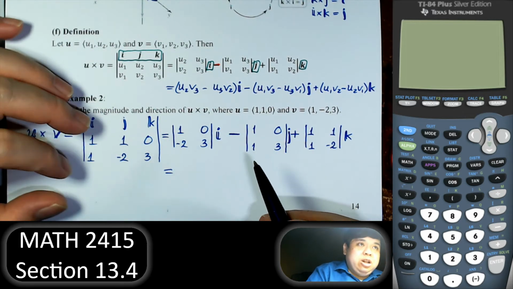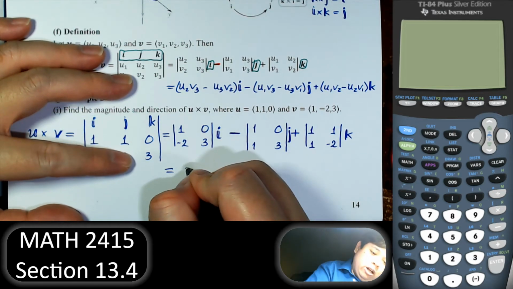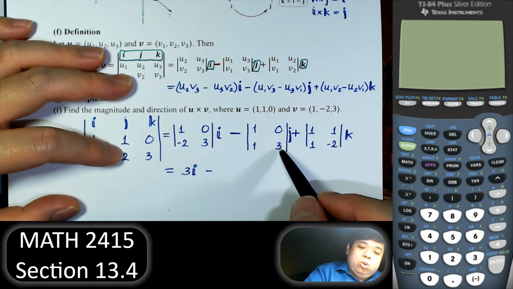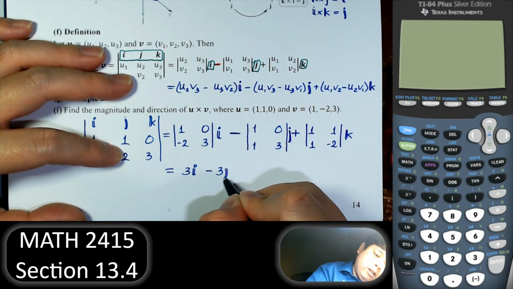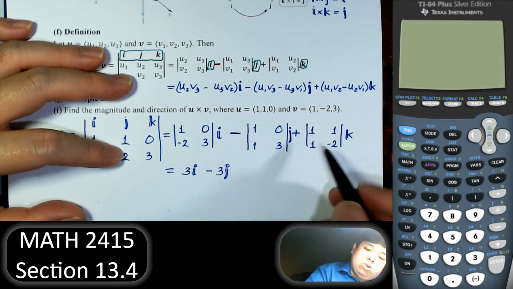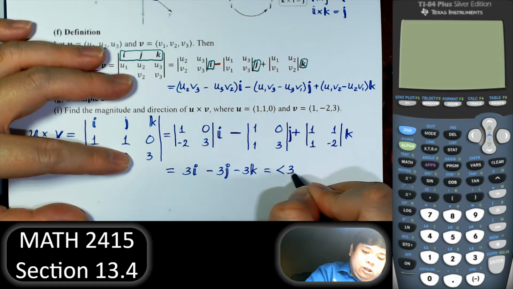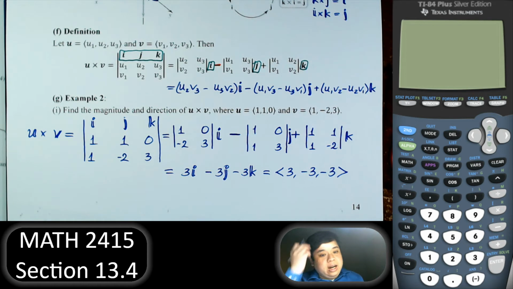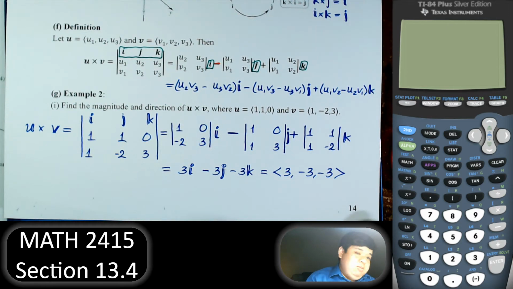So the 2x2 determinant: 1 times 3 minus 0 times -2, so 3i. Minus 1 times 3 minus 0 times 1, with the minus sign, so minus 3j. And 1 times -2 minus 1 times 1, so minus 3k. So we can just say 3, -3, and -3. So we get a vector just like that. Usually we talk about the direction, but it's not really important. If we can give a vector like this, it's even better.